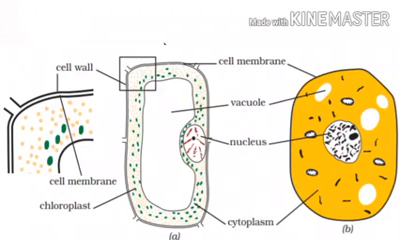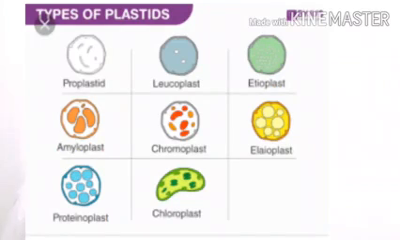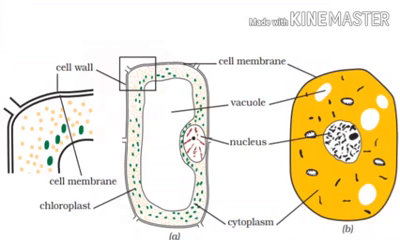The plastids: plants have plastids present in them, but in animals plastids are absent. And the basic components like cytoplasm, nuclear membrane and nucleus are present in both plant cells and animal cells.